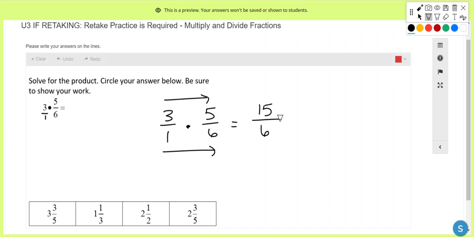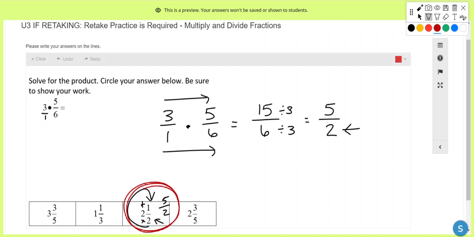Now, this can simplify. I'm going to try 3 because I can't see any even numbers and they don't end in 5 or 0, so I'm going to try 3, which in this case 15 divided by 3 is 5. 6 divided by 3 would be 2. So that doesn't simplify anymore. Now if I look at my answer choices, I have this denominator of 2, and there's only one that has a denominator of 2, so I'm going to check it, turn it improper. 2 times 2 is 4, plus 1 more gives me 5 over 2. So my answer for this problem should have been this 2 and 1/2.